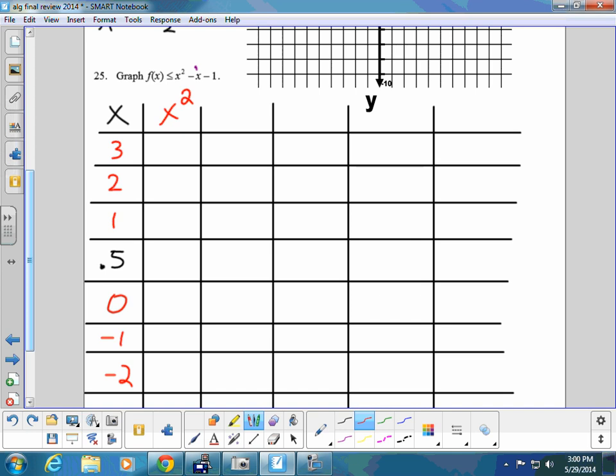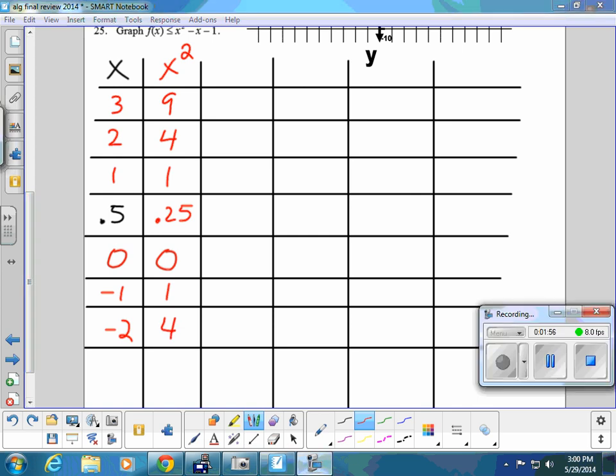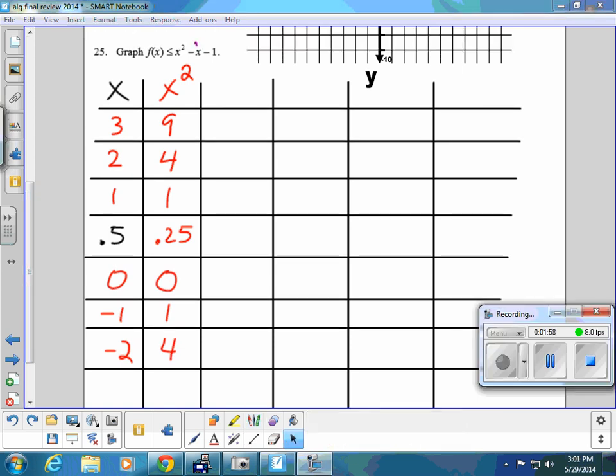As we learned in class, I said to square everything first. So we're just going to square column 1. So 3 squared is 9, 2 squared is 4, 1 squared is 1, 0.5 squared is 0.25. You can use your calculator if you have to. 0 squared is 0, -1 squared is 1, and -2 squared is 4.